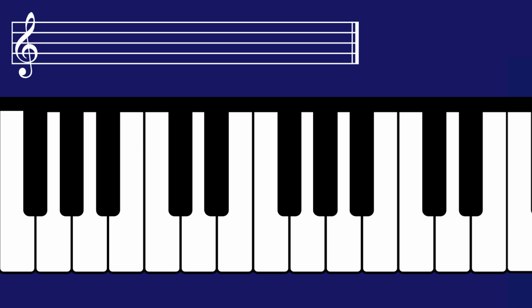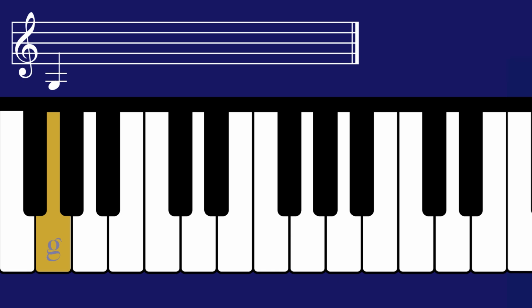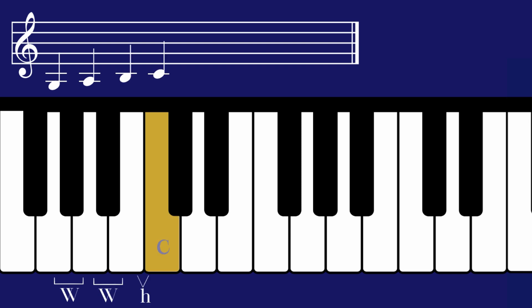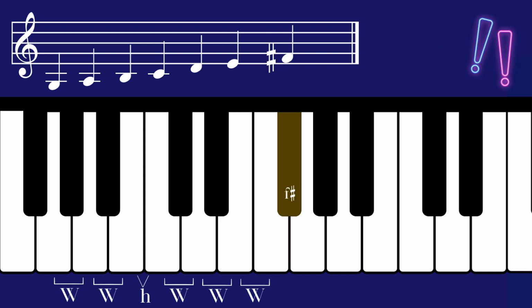What happens if we start from G and play a G major scale? The notes are G, A, B, C, D, E, and... Here you need to be careful. We need a whole step above E. A whole step above E is not F, but F sharp. So, the 7th degree of the G major scale is F sharp, which requires a sharp accidental in notation and is played on a black key on the piano.